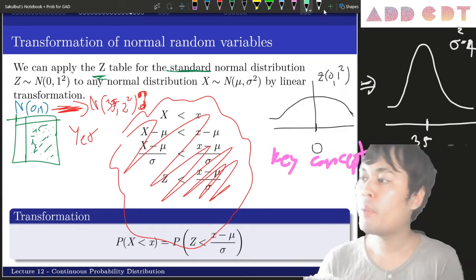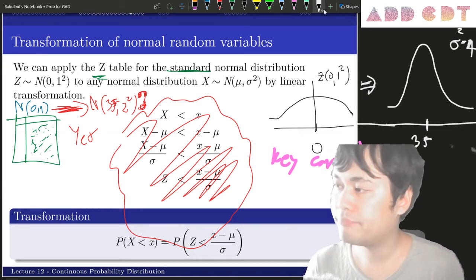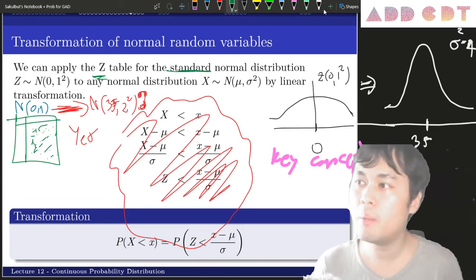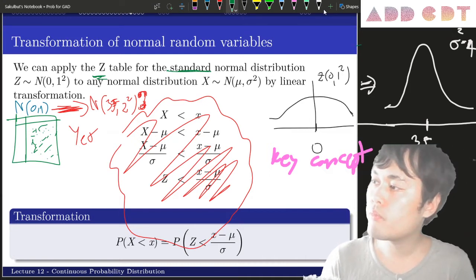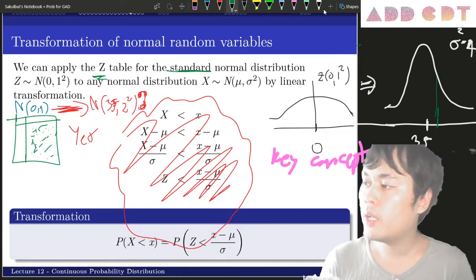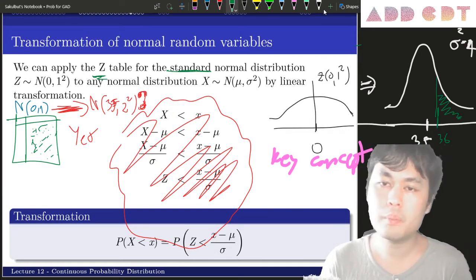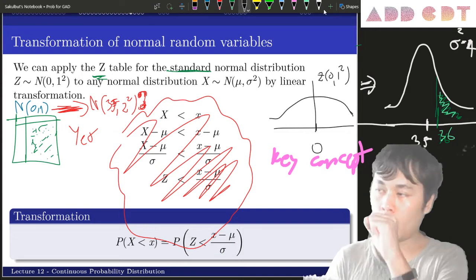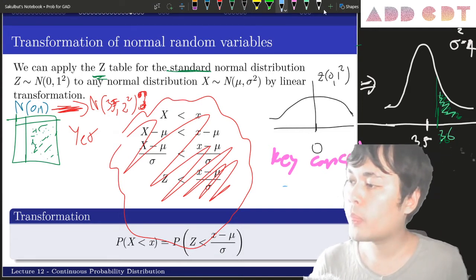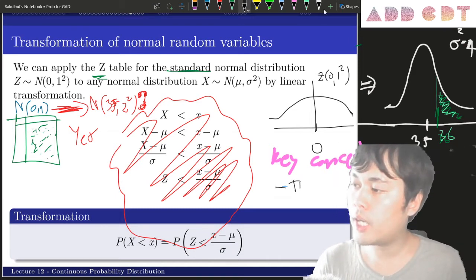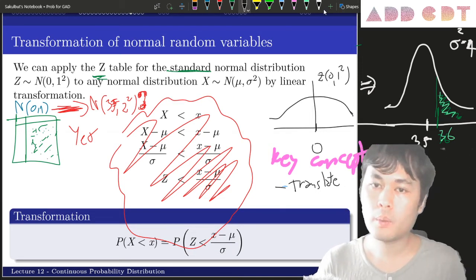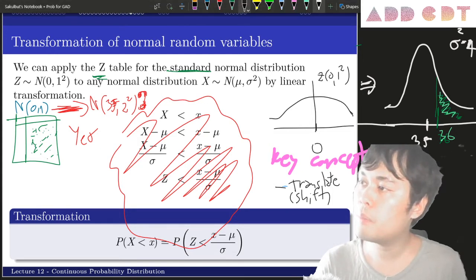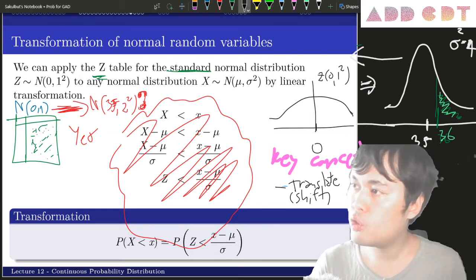We have two different curves. Let's say they lie on the same plane. We know that both of them are normal distributions, right? But then you want to get some information about this one. If you want to find the area to the right of 36 or something, the idea is you can perform two transformations. You can translate, that's a fancy term, the more common term is a shift. So first you can shift, you can move that to match the same center.